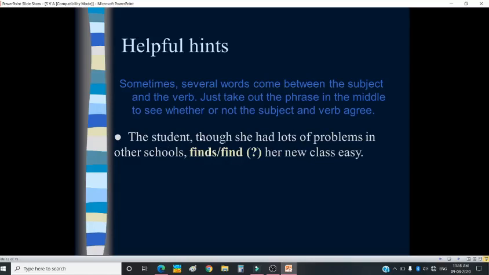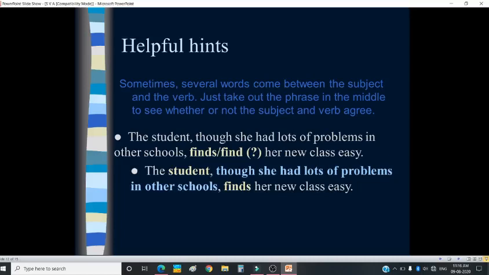So what you have to do? You just avoid these words between the commas and directly look at the subject and then the verb. This is the main verb. Already one helping verb is there, you need to consider that one. Just look at the main verb, then we will get the answer. The student, this is in a different color to help you understand. The student, though she had lots of problems, finds her new class. So no doubt, it should be finds. The student finds her new class easy. Okay.